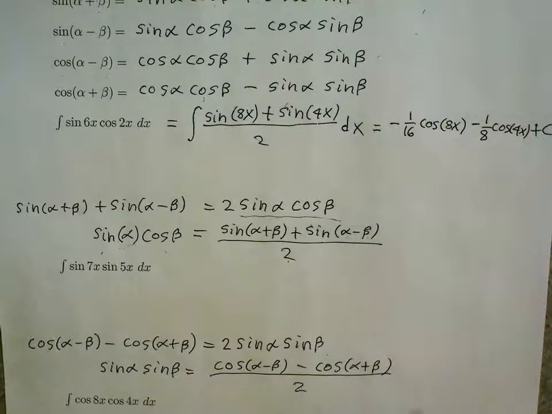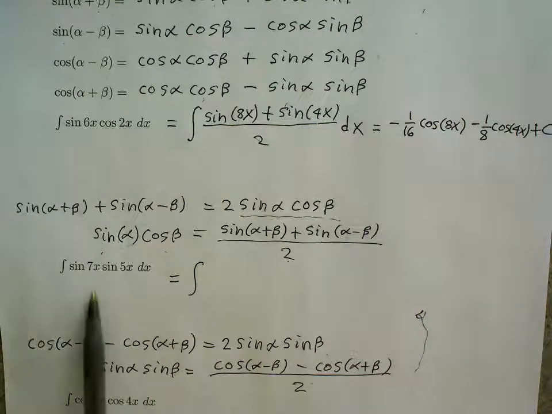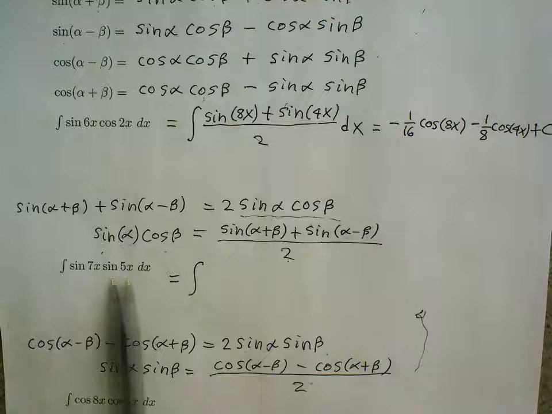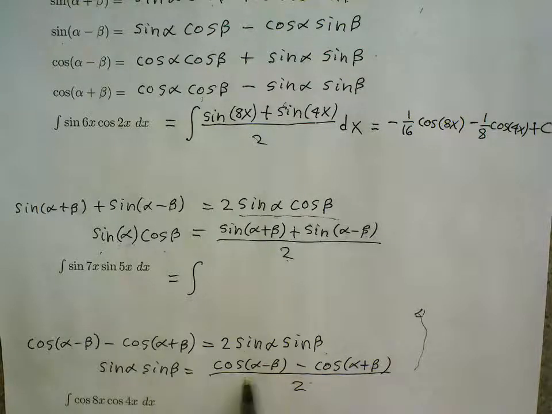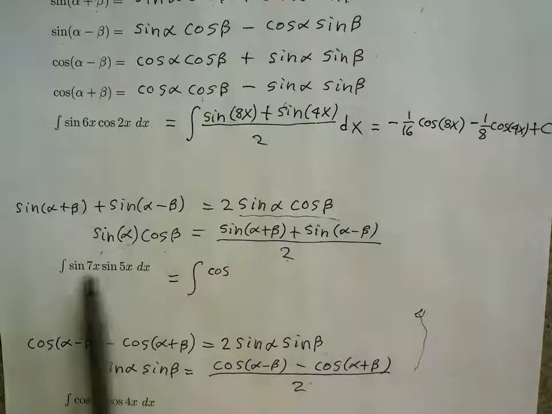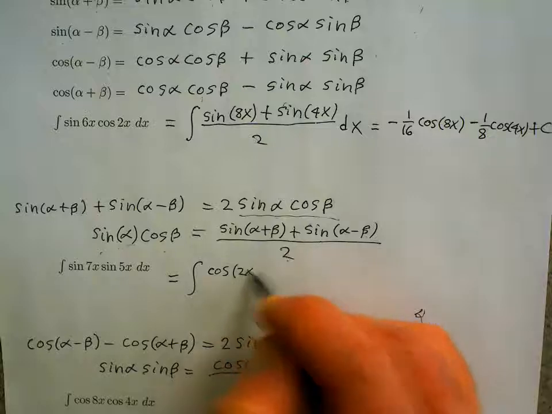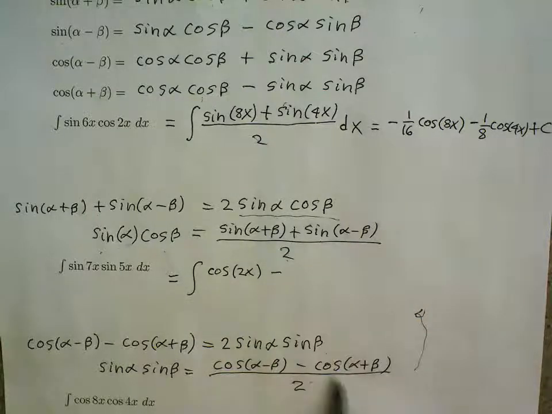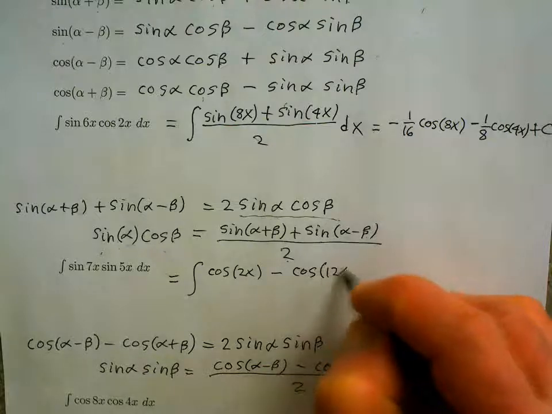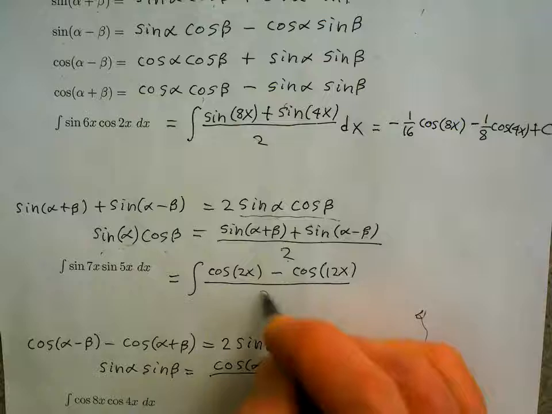So now we just use this formula, and we can transform this indefinite integral. So think of this as the indefinite integral of sine of alpha times sine of beta. So we're going to get an integrand that's cosine of alpha minus beta, or 7x minus 5x, cosine of 2x. And then minus cosine of alpha plus beta. We get cosine of 7x plus 5x, which is cosine of 12x, all divided by 2 dx.